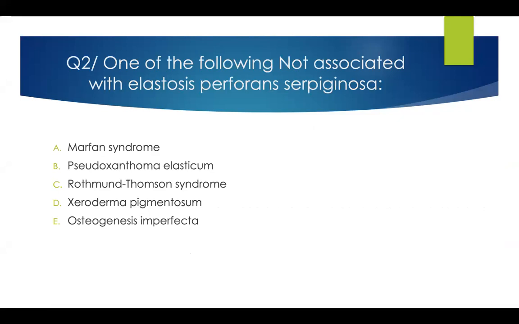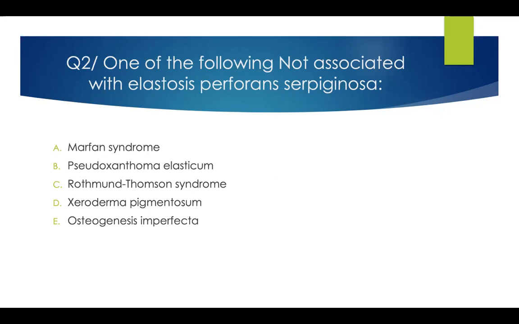Question two: one of the following is not associated with elastosis perforans serpiginosa. Marfan syndrome, pseudoxanthoma elasticum, Rothmund-Thomson syndrome, xeroderma pigmentosum, osteogenesis imperfecta. Let's get more answers. Dr. Jawahar, you're very active. Love your enthusiasm during the quiz. Yes, and that's D. Absolutely, everyone is right.